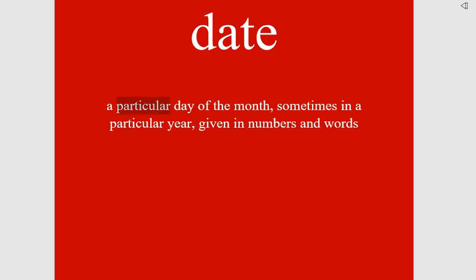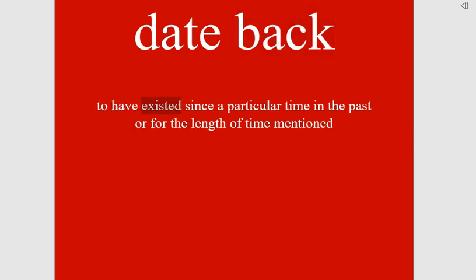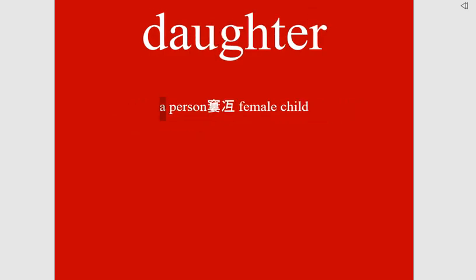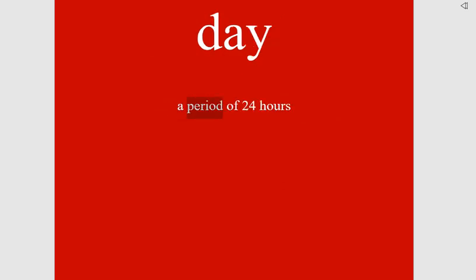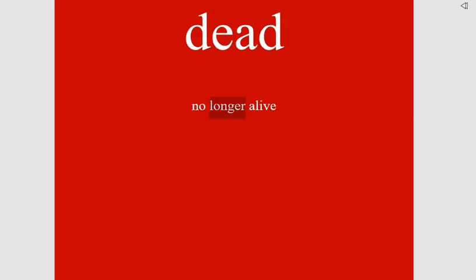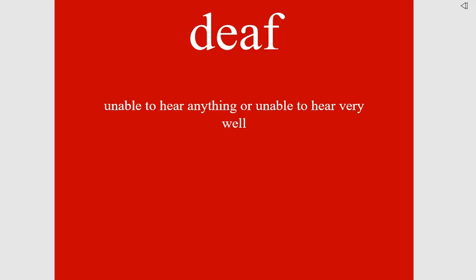Date. A particular day of the month, sometimes in a particular year, given in numbers and words. Date back. To have existed since a particular time in the past or for the length of time mentioned. Daughter. A person, female child. Day. A period of 24 hours. Dead. No longer alive. Deaf. Unable to hear anything or unable to hear very well.